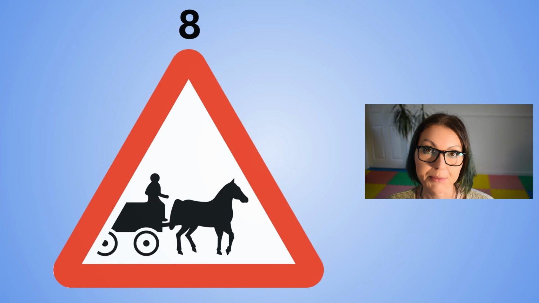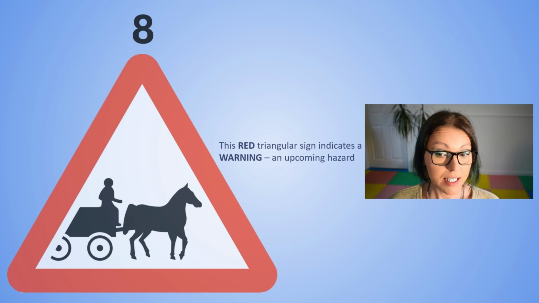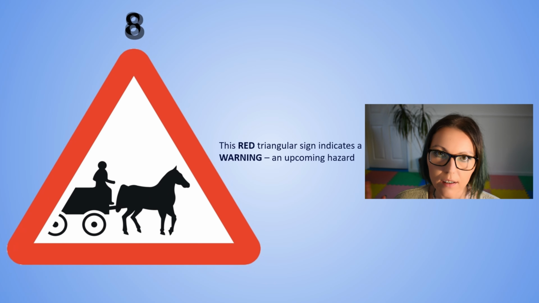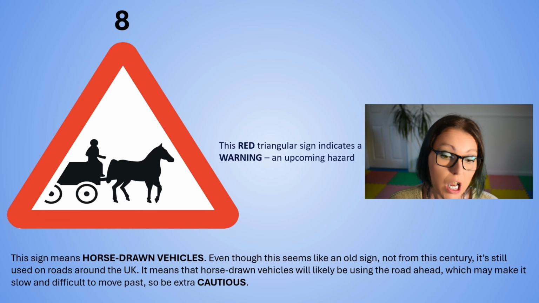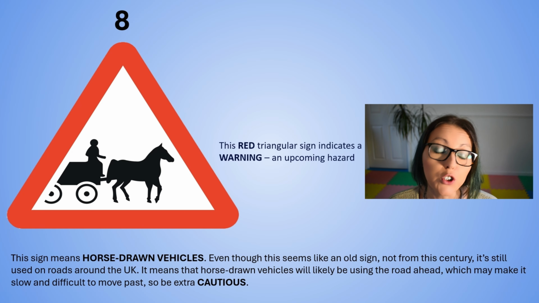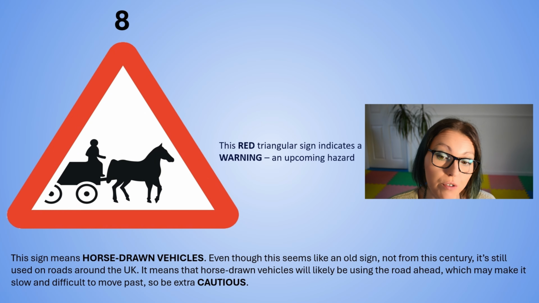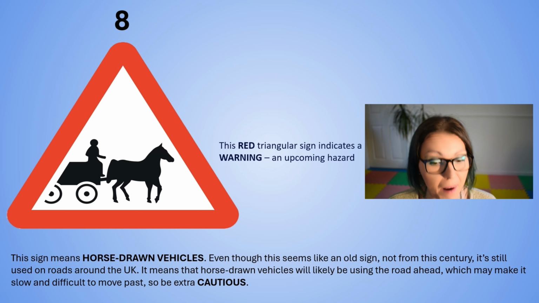Sign number 8. This red triangular sign again indicates another warning or an upcoming hazard. Although it looks kind of antique, or old, this sign means horse-drawn vehicles. Even though, like I said, it seems like an old sign, not from this century, it's still used on roads around the UK. It means that horse-drawn vehicles will likely be using the road ahead, which may make it slow and difficult to move past, so please be extra cautious.